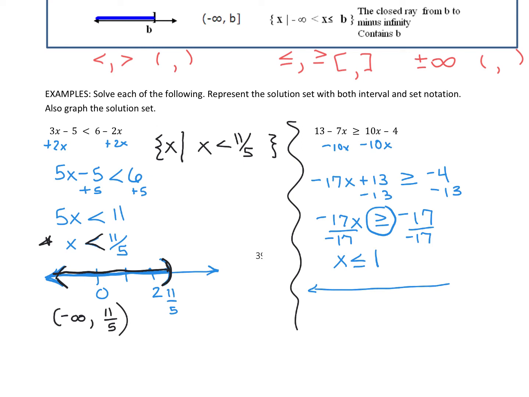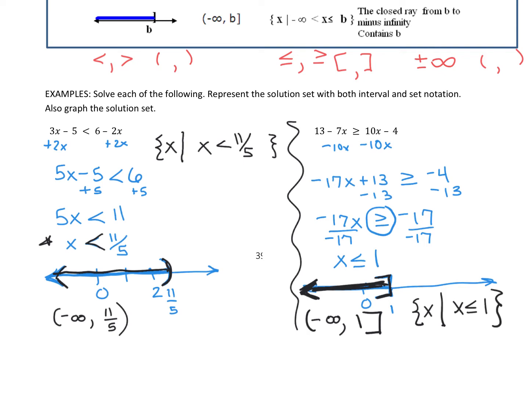So on our number line, here's 1. Less than or equal to would be a bracket and shaded left. Because I kept my x on the left-hand side, I know which way to shade it. And my interval notation is negative infinity, parentheses, up to 1, bracket. My set notation would be x such that, and then just repeating our inequality, x is less than or equal to 1.